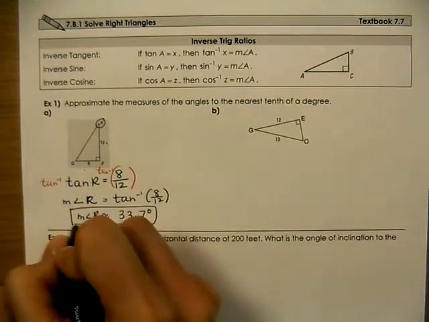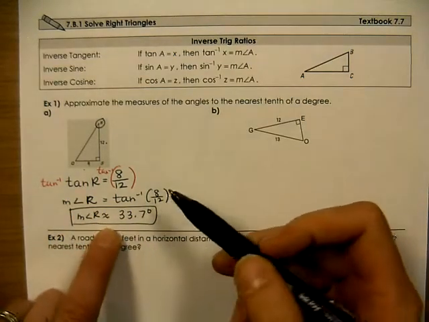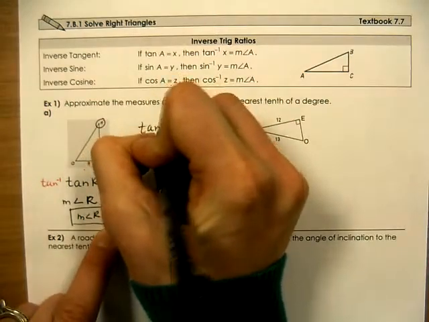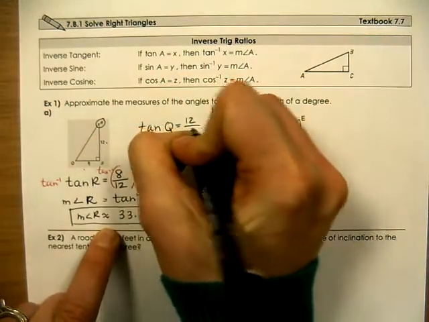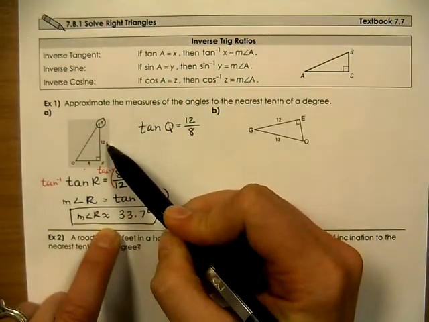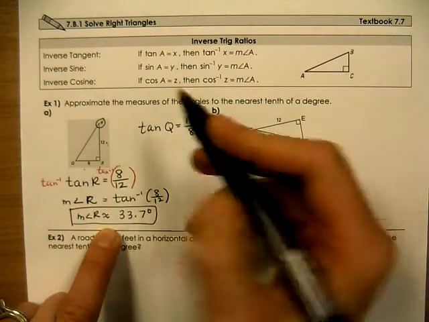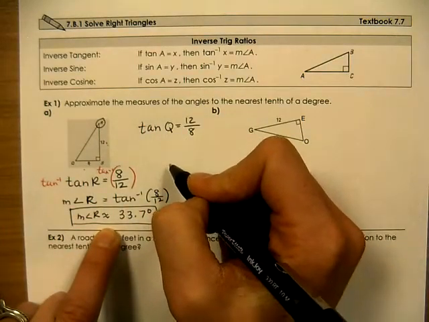Now if I want to find the measure of angle q, I can set up a trig ratio as well. I can say tangent of q is equal to 12 over 8, because opposite of q is 12 and adjacent would be 8, and do the exact same thing.